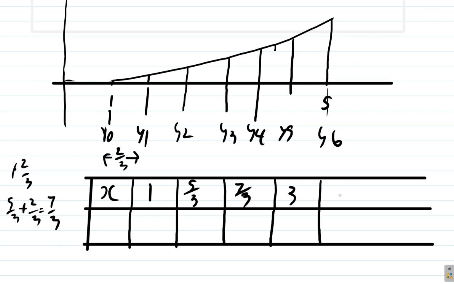Notice, this is 1, this is 5/3, this is 7/3. These are the x values on the x coordinate. This is 3, which is 9/3. 9/3 plus 2/3 would be 11/3. So this is 11/3 here, x equal 11/3.